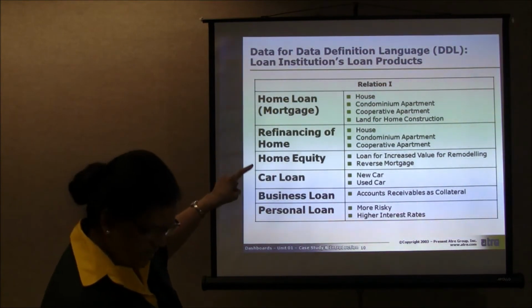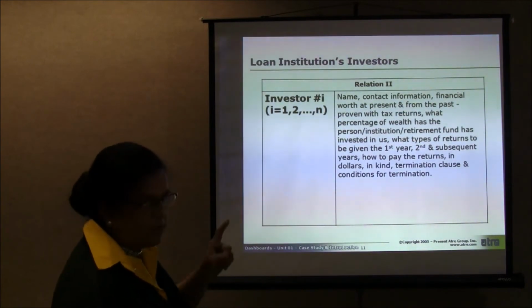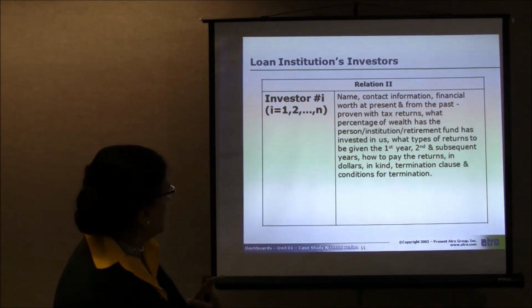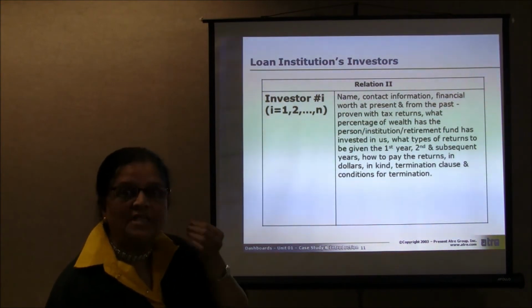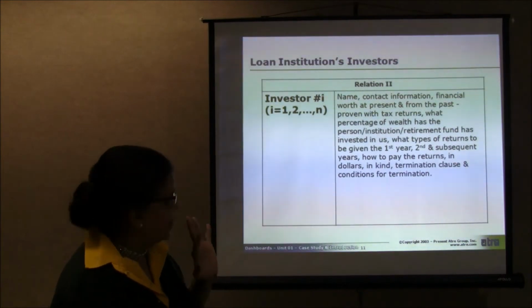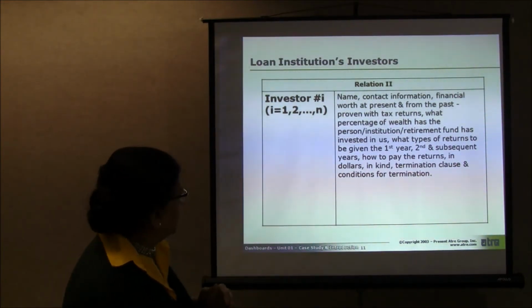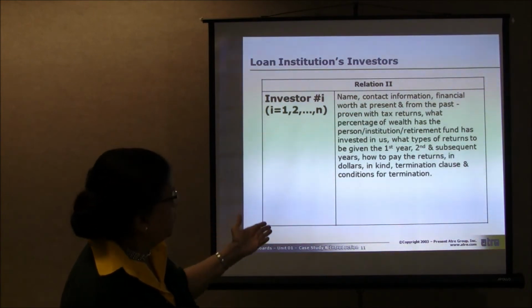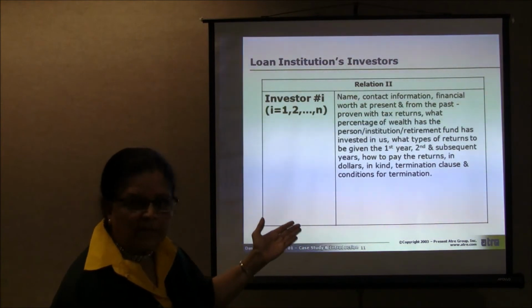But in this world, this is your DDL: home loan mortgage, house, condominium, refinancing of home, and so on. So that's our relation 1. We are going through the database architecture, which we said is about data definition language. Investor I, let's say I going from 1 to N. So investor 1, investor 2, investor 3, up to whatever investor N. So we need to have all the information about investor name, contact information, financial worth at present, and so on.